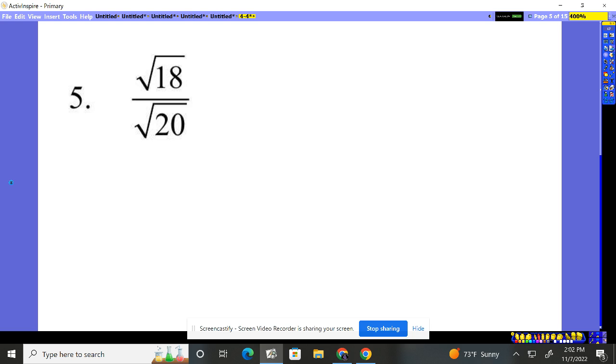Number 5, again, going to start off. Both can be divided by what? Looks like 2. 18 divided by 2 is 9. So it's root 9. And the bottom's square root of 10. Well, root 9 is just 3. So this is 3 root 10.